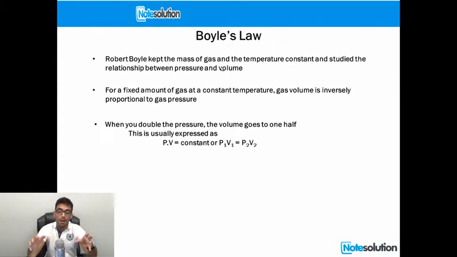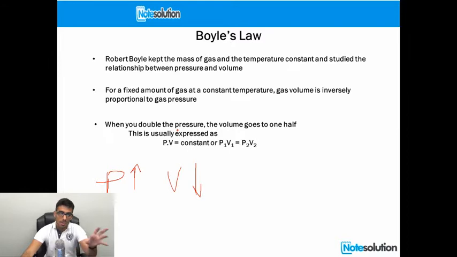For a fixed amount of gas at a constant temperature, Boyle found that the gas volume is inversely proportional to gas pressure. So what does inversely proportional mean? This means when you double the pressure, let's say, the volume goes down by half. So if pressure goes up, the volume will come down. It's the opposite behavior. If one goes up, the other goes down.